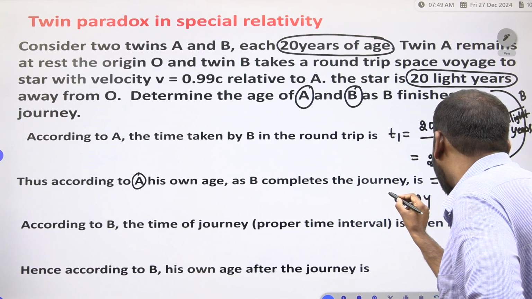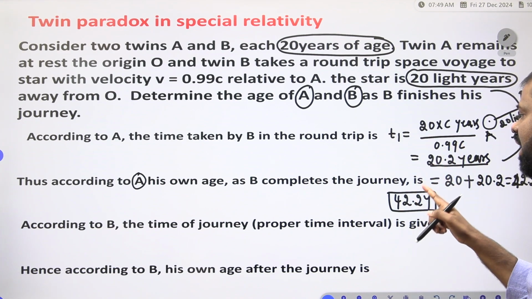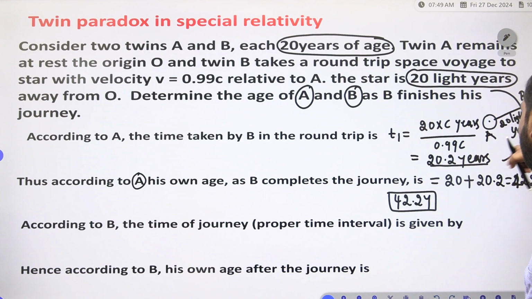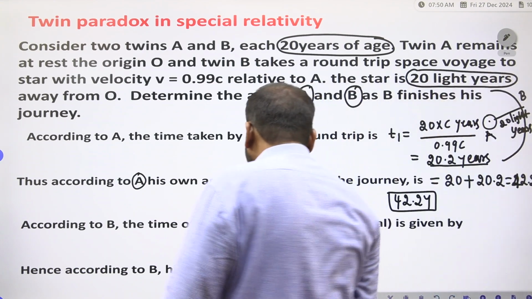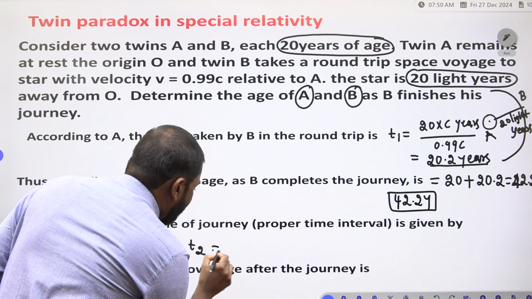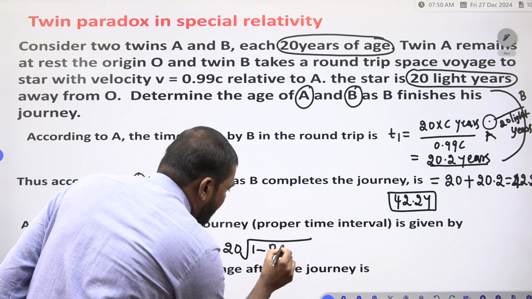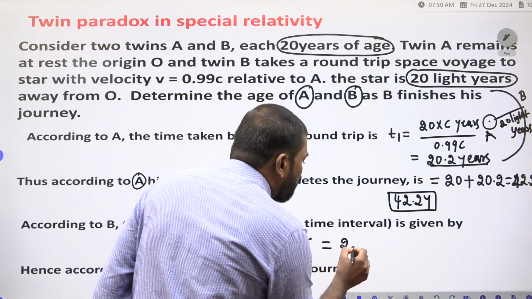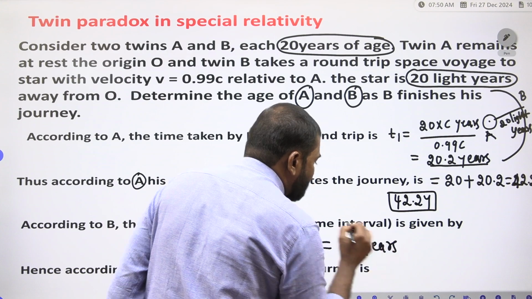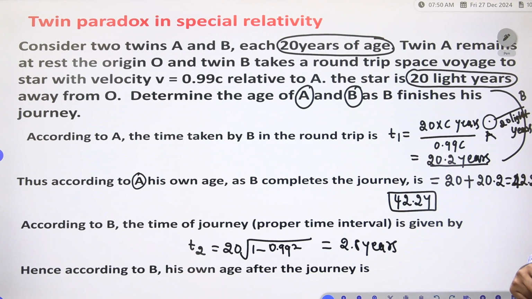42.2 years is the age of A. According to B, the time of the journey, that is the proper time interval, because it is in the moving frame, is a proper time interval. So T2 is equal to the age, 20 years, into the square root of 1 minus v square by c square, 0.99 whole square. How much are you getting? 2.8 years we are getting. Clear? 2.8 years.